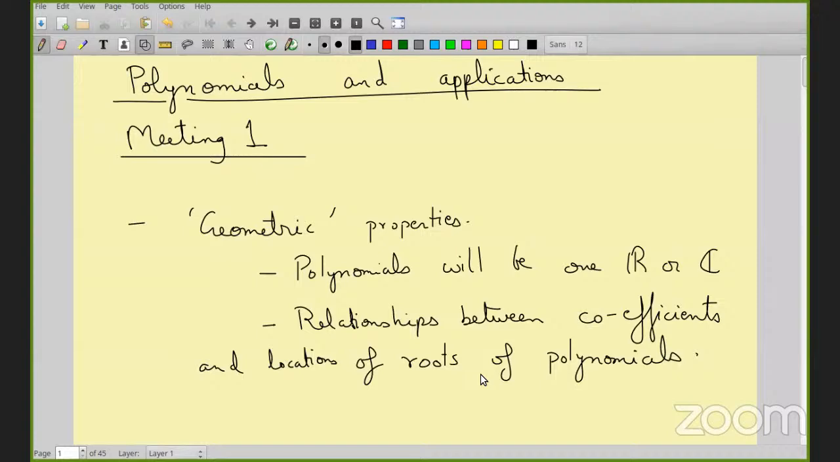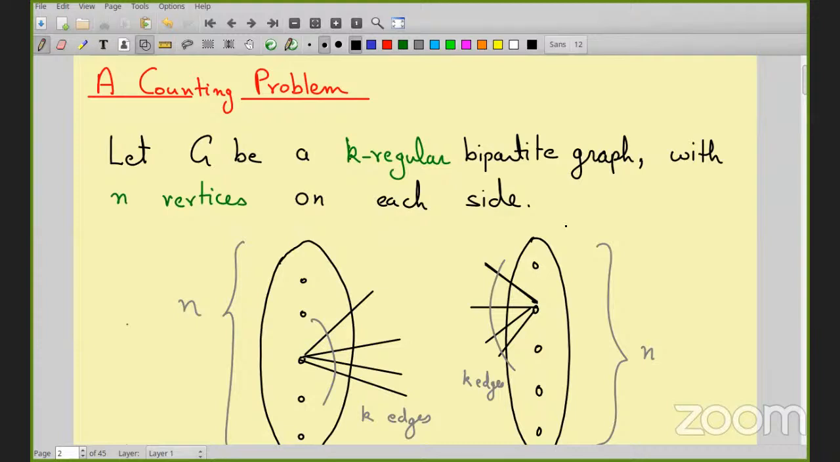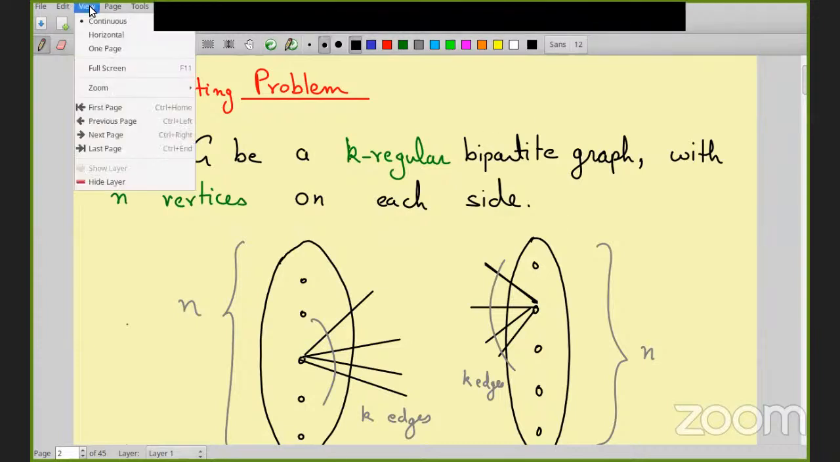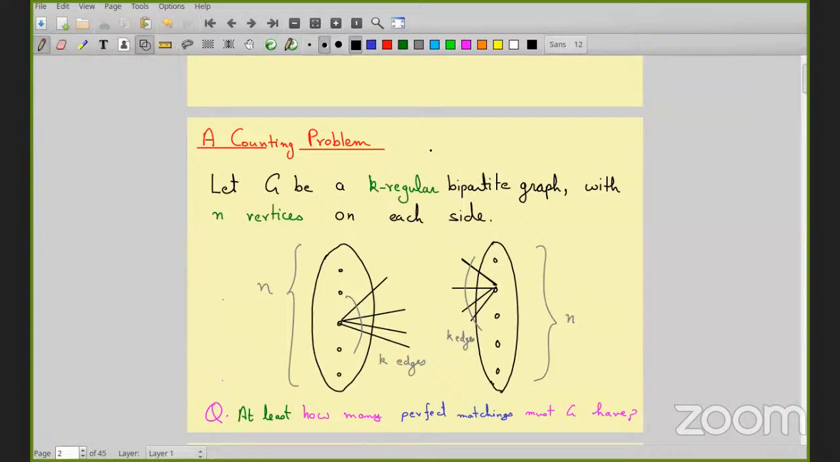So why should we care about this in a computer science setting? Let me start with this problem. It's a counting problem, so nothing to do with polynomials. Suppose I have a k-regular bipartite graph. So both sides have n vertices, and the graph is regular on both sides, so each vertex has k edges on both sides. The question you want to answer is how many perfect matchings must G have?